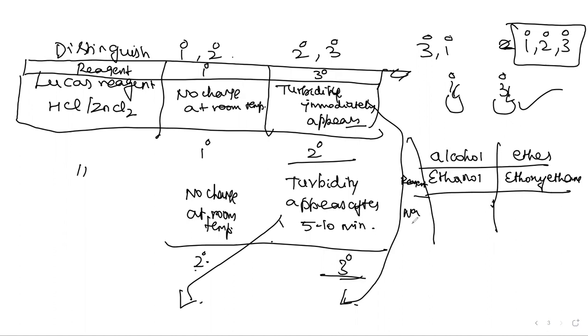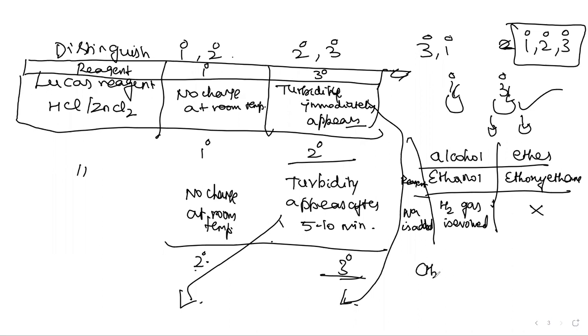sodium. Sodium is added. In one test tube you take alcohol, in another test tube you take ether. When you add sodium, in alcohols you will see hydrogen gas evolved. Here you see bubbles of gas coming out of the alcohol, but in ether, no change.